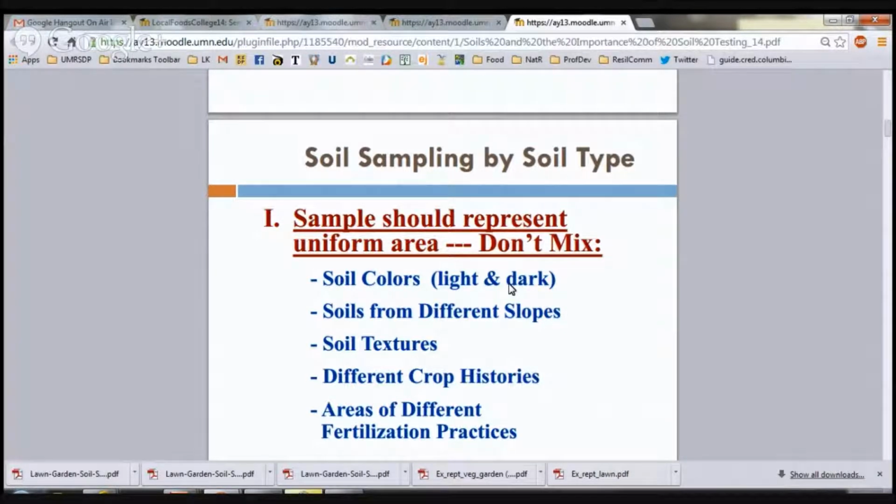You'll want to keep those as separate samples. Also, if you have an area that you're concerned about, you'll want to send in 2 samples, one sample from the area you're concerned about, and then another area as well.